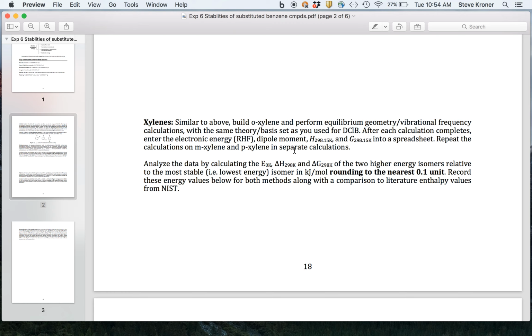One thing I wanted to mention is that we will assign a theory and a basis set to you that you're going to use essentially throughout this experiment. So one of your lab TAs or I will give you an assignment of your theory and basis set for this experiment towards the beginning, whenever you are set to begin it.